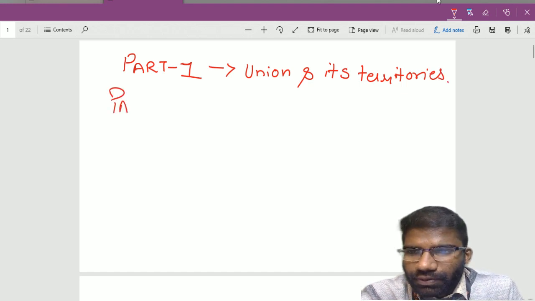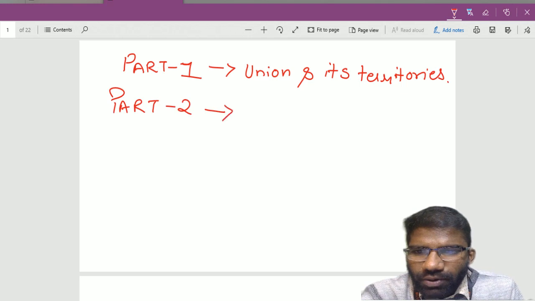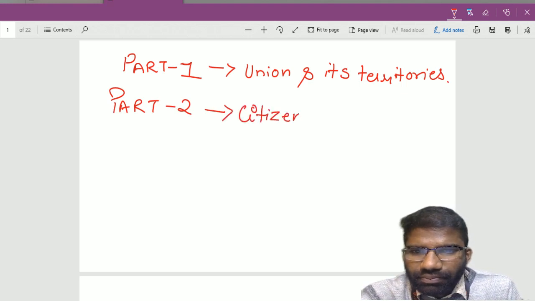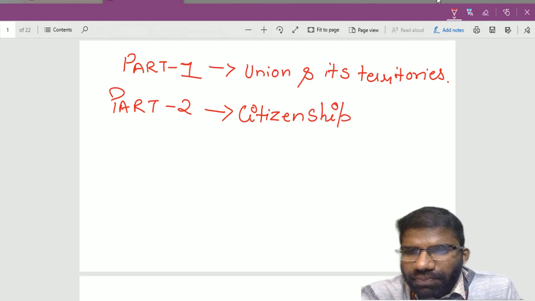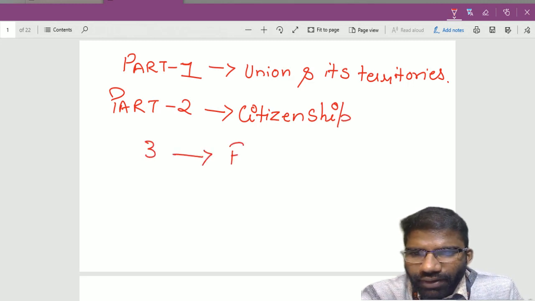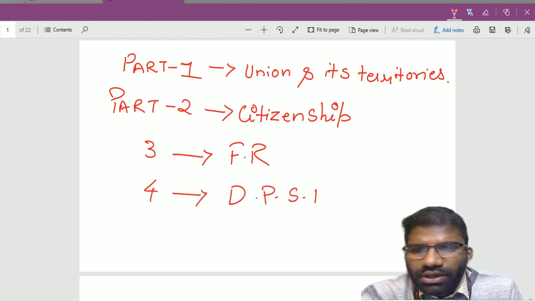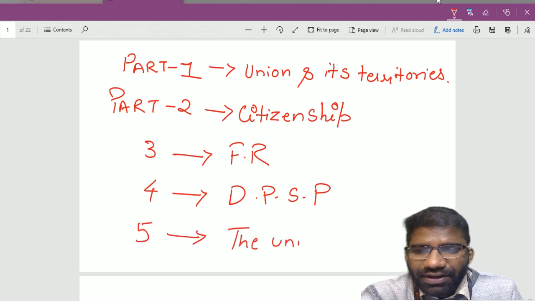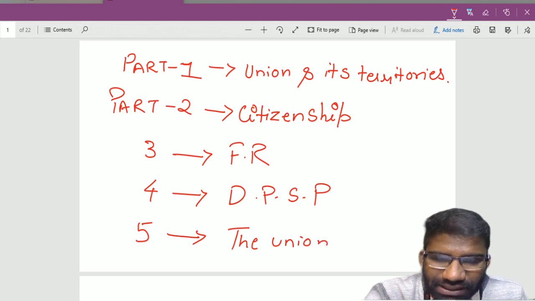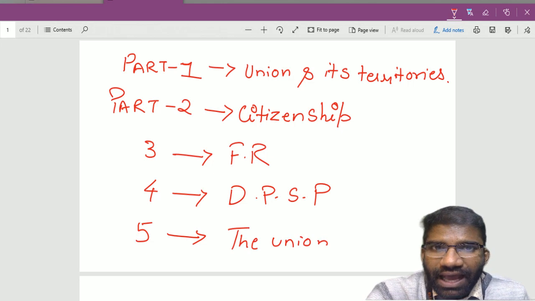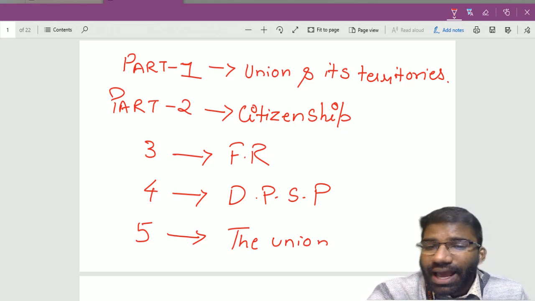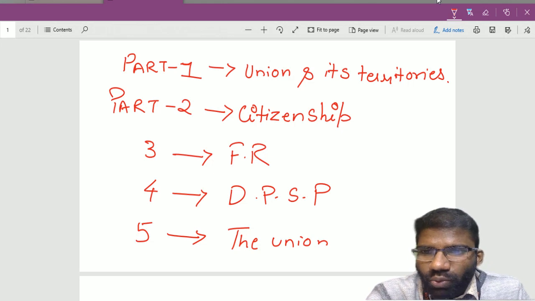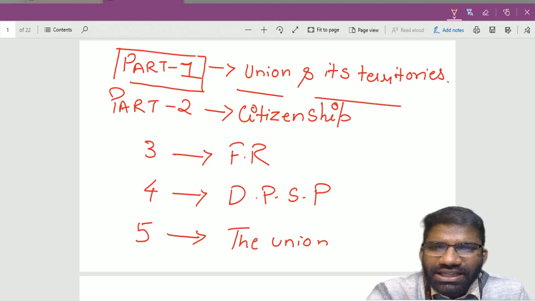Part 2 of the Indian Constitution talks about citizenship. Part 3 talks about fundamental rights. Part 4 talks about directive principles of state policy, or DPSP, and Part 5 talks about the union, in which we will study the president, Lok Sabha, Rajya Sabha, vice president, the post of Comptroller and Auditor General, and Chief Justice of Supreme Court, and various other judicial aspects. But in this section we are going to discuss Part 1 of the Indian Constitution, the union and its territories.